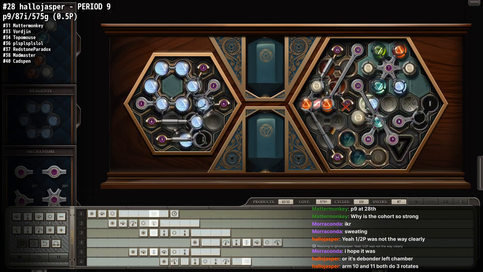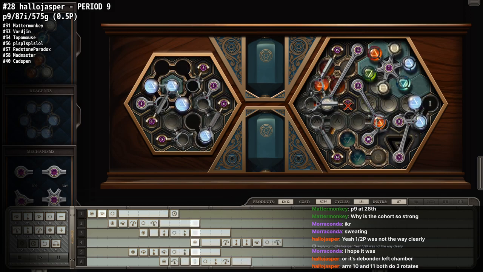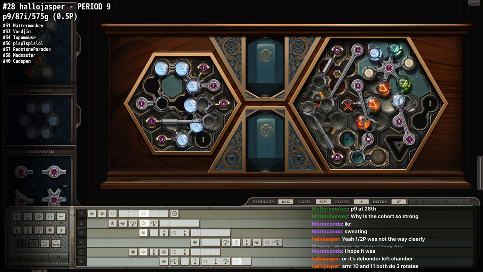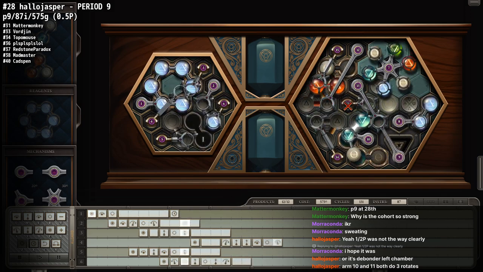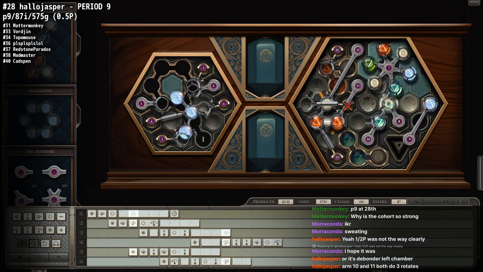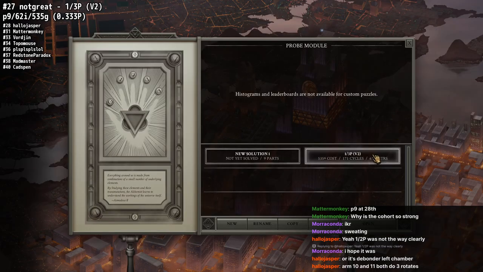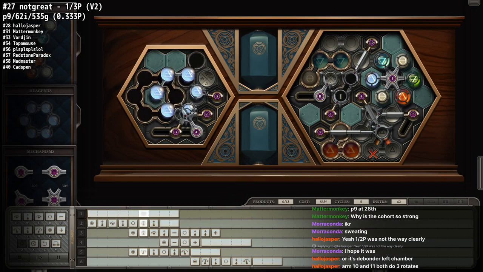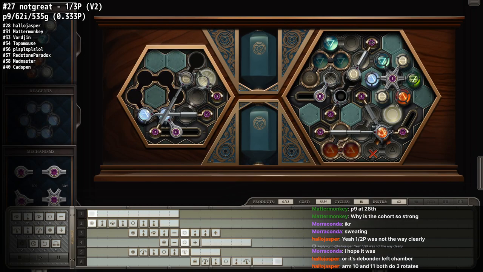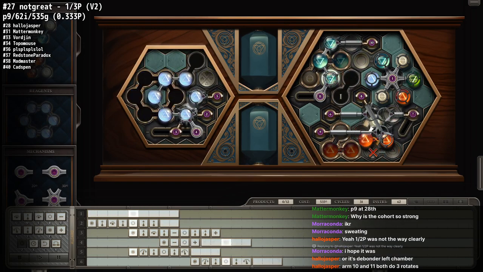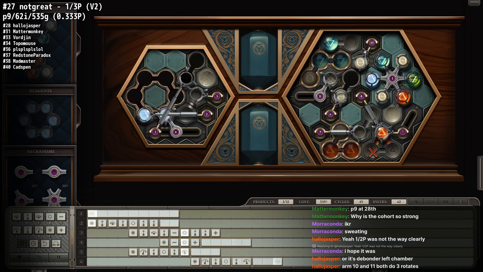I feel like we're going to start getting primary ties. At this metric, I would hope. Indeed. Up next is not great with a 1/3 P. It's a lot of atoms going through per loop. Yeah.